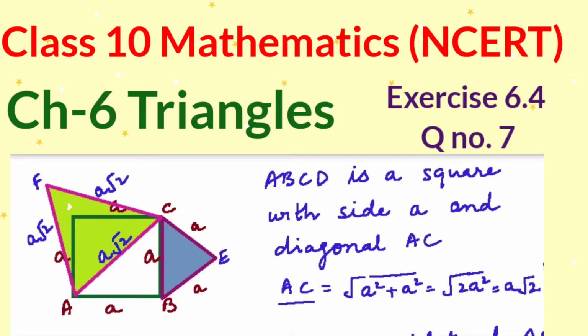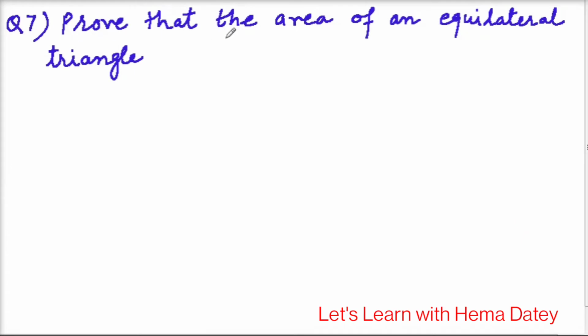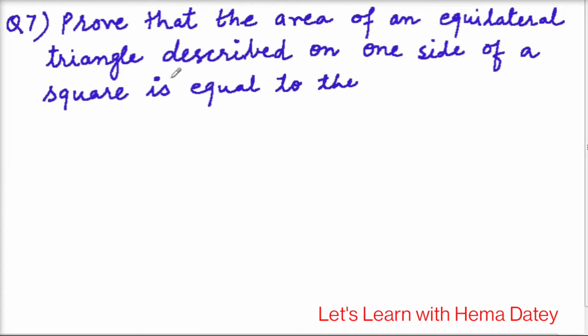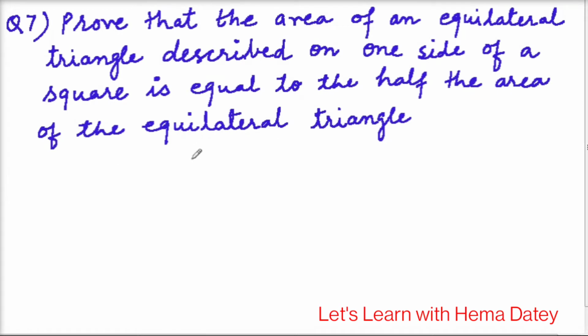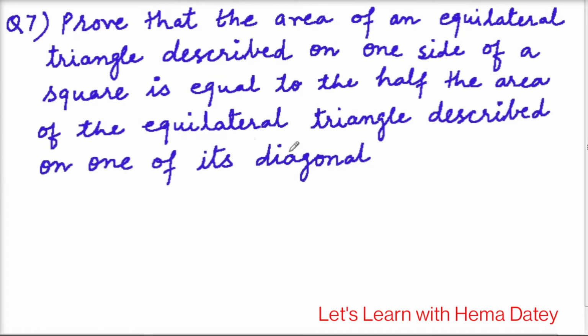Today we are going to solve question number 7 from exercise 6.4, and the chapter is chapter 6, Triangles. So let's start. Question number 7 is: prove that the area of an equilateral triangle described on one side of a square is equal to half the area of the equilateral triangle described on one of its diagonals.